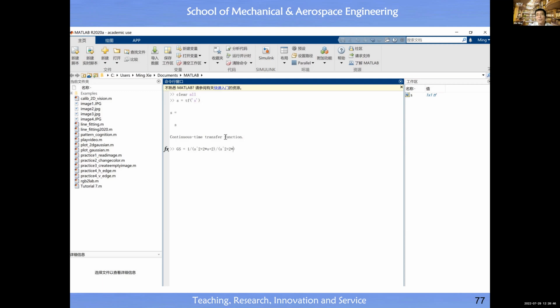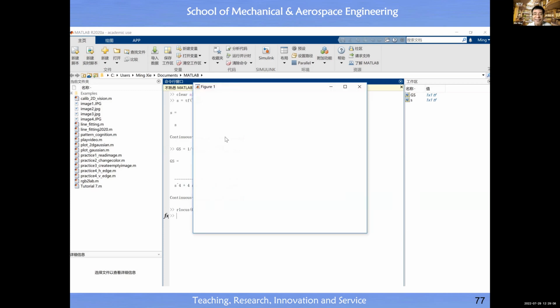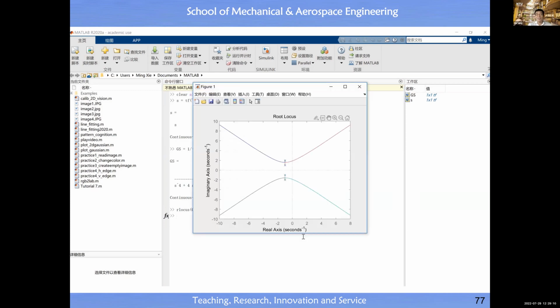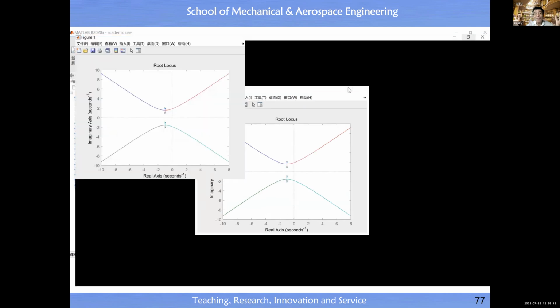So this demonstrates to you how to use MATLAB. You can follow this video to learn how to use MATLAB, right? Then there's a magic function, root locus, okay? Input the open loop transfer function. Press enter, then it draws for you automatically, right? So you see you have 4 curves. So it means you have 4 roots, all right?